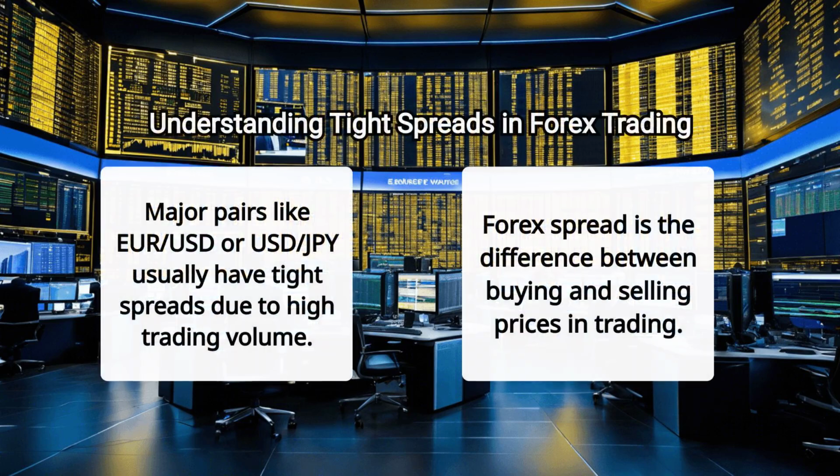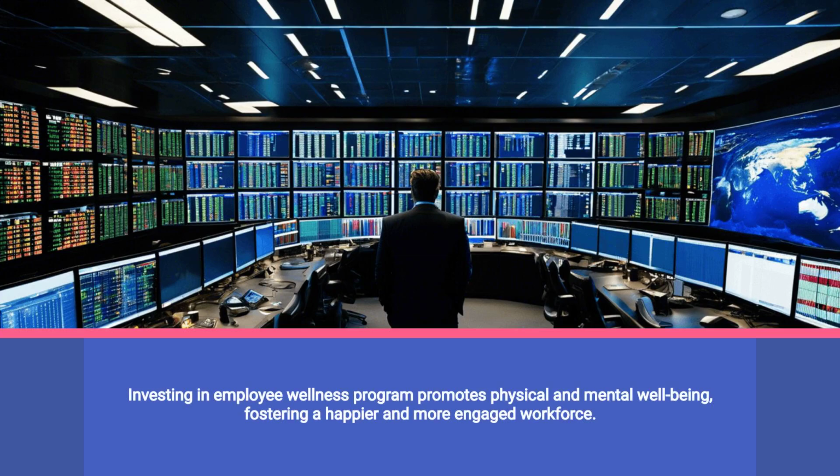A tight Forex spread means the difference between buying and selling prices is small. Traders like this because it means lower costs. Major pairs like EUR-USD or USD-JPY usually have tight spreads. This is because they are highly traded. Wide Forex spreads show a big gap between prices. This happens with less traded pairs or in a volatile market. Trading with wide spreads can cost more. You need the price to move a lot to make money.